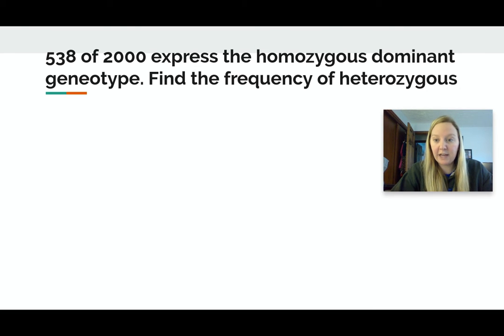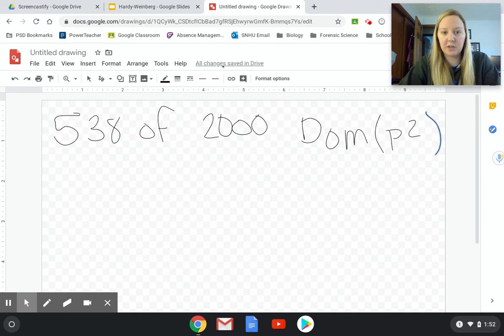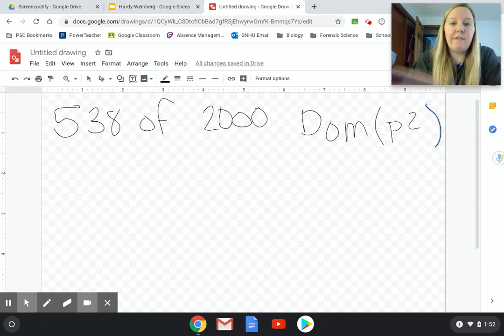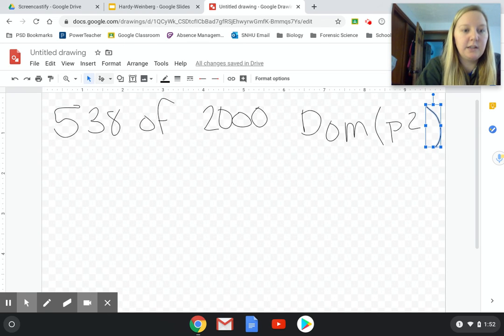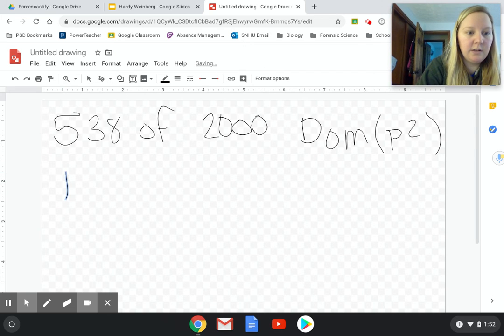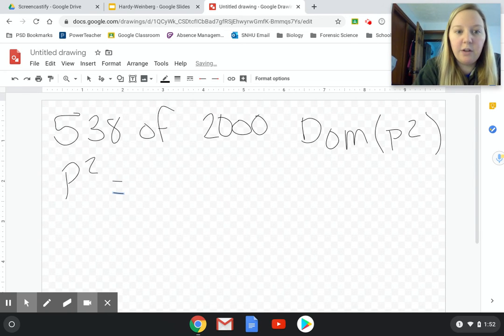So this question says 538 of 2,000 in the population express the homozygous dominant genotype. Find the frequency of our heterozygote. So we're going to follow those same exact steps, except this time we're going to be looking for p squared to start. I've already written out the equation just to make it easier. So we have 538 of 2,000 are dominant, so that's p squared. The first thing you want to do is find p squared. Divide the part of your population by the whole.